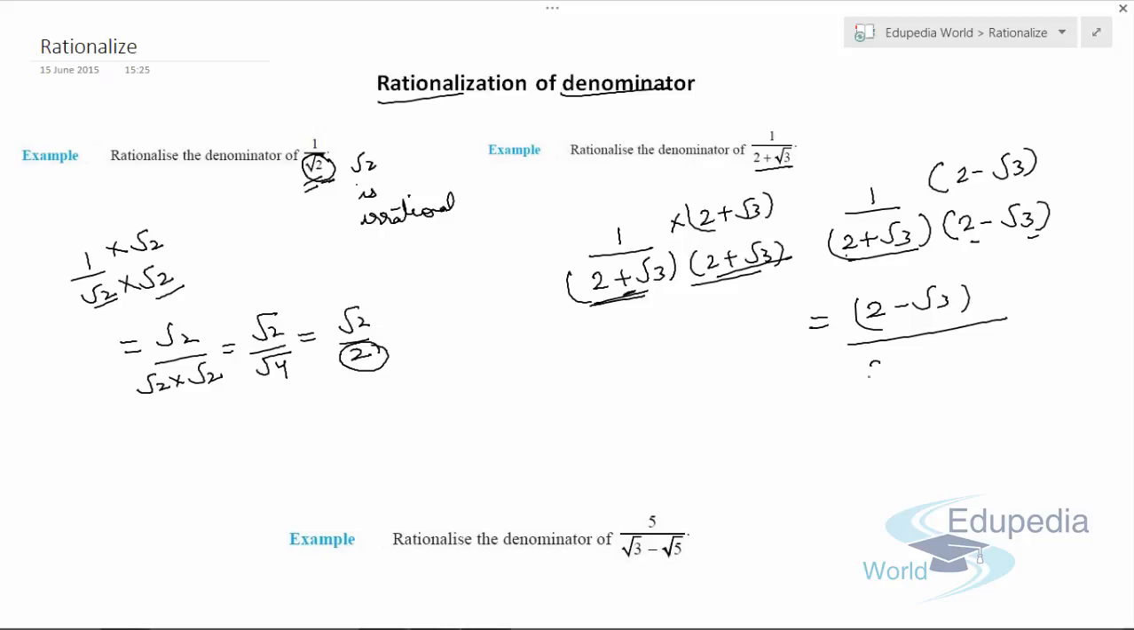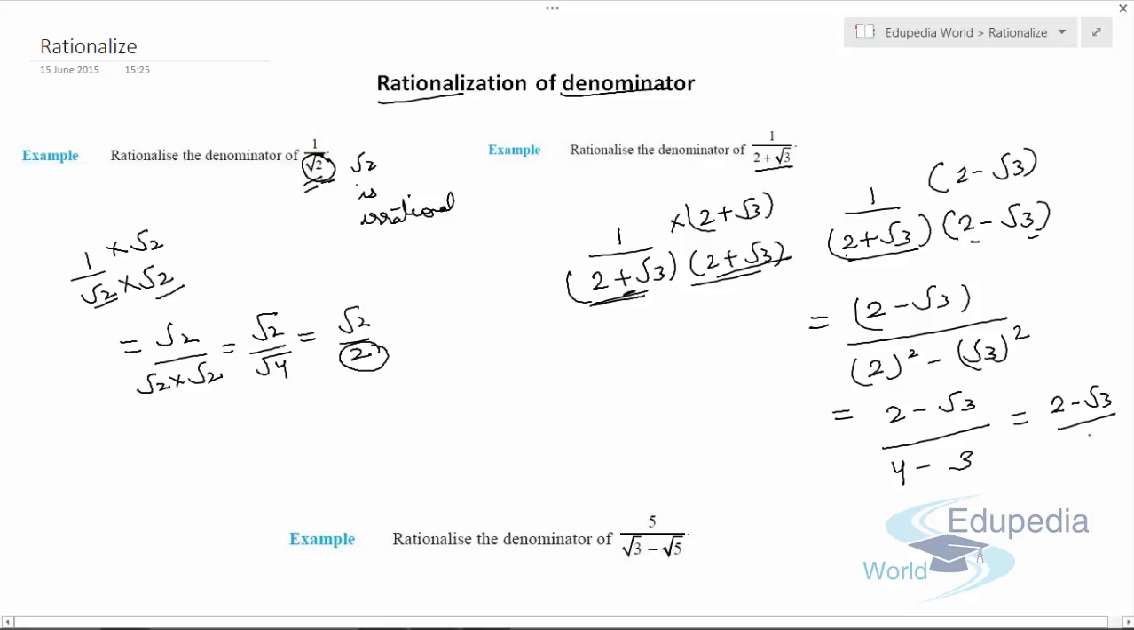So this can be written as 2 square minus under root 3 square. So the answer will come out to be 2 minus under root 3 upon 2 square, which is 4, minus under root 3 square, which is 3. So it is 4 minus 3. So the answer is 2 minus root 3 upon 1. So this is the rationalization of the denominator.